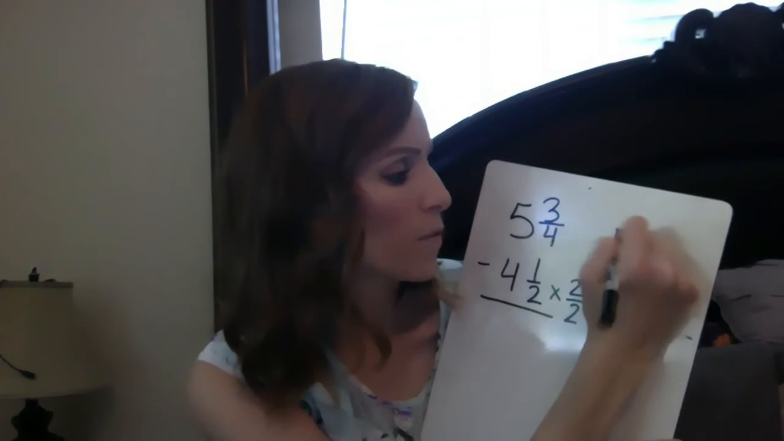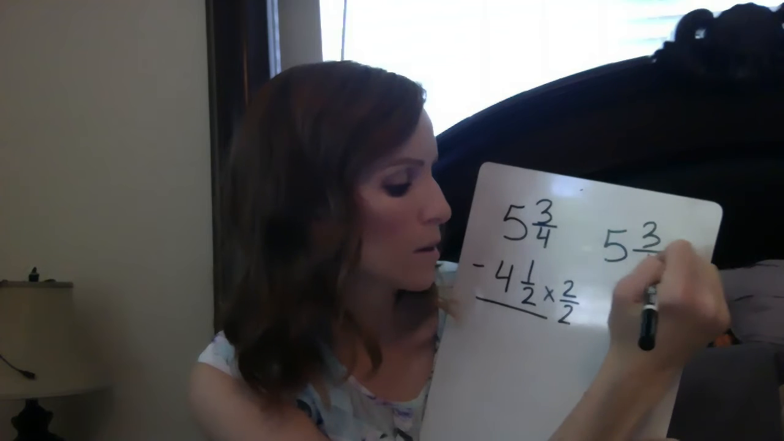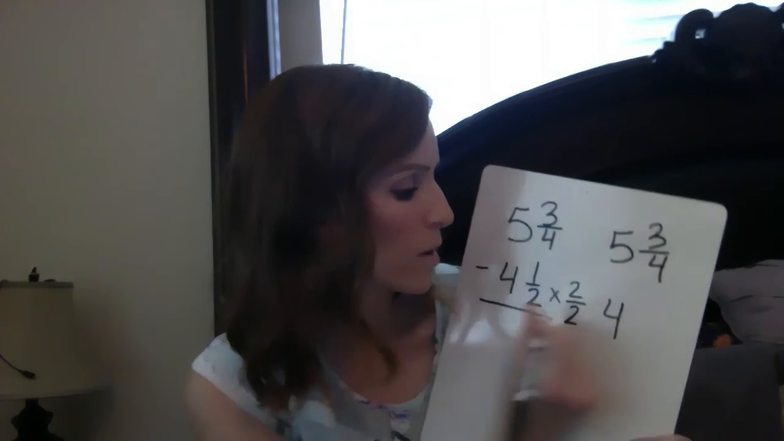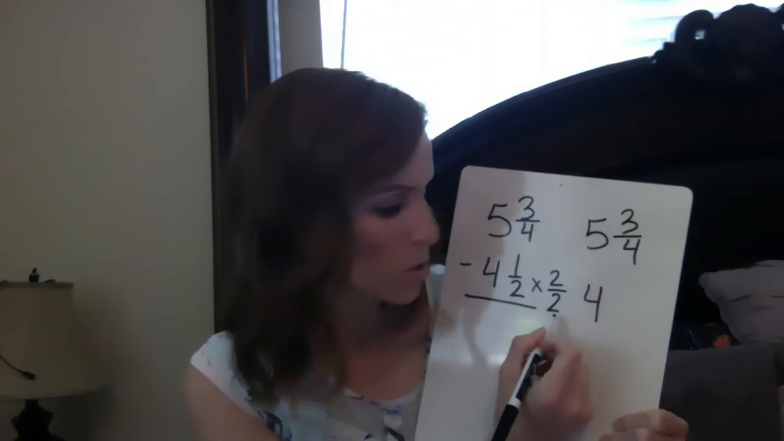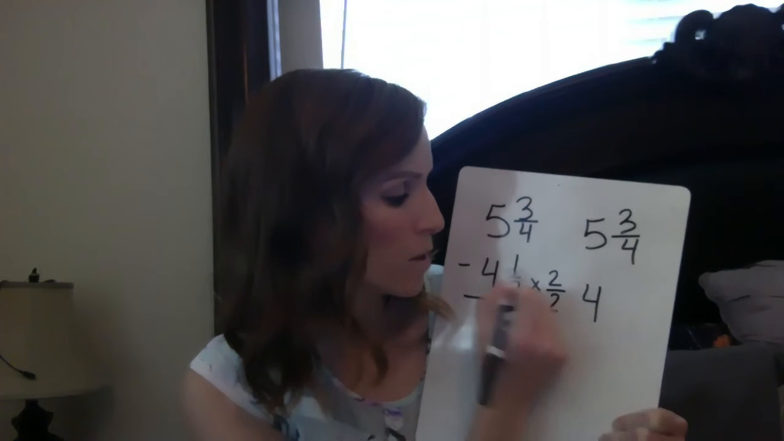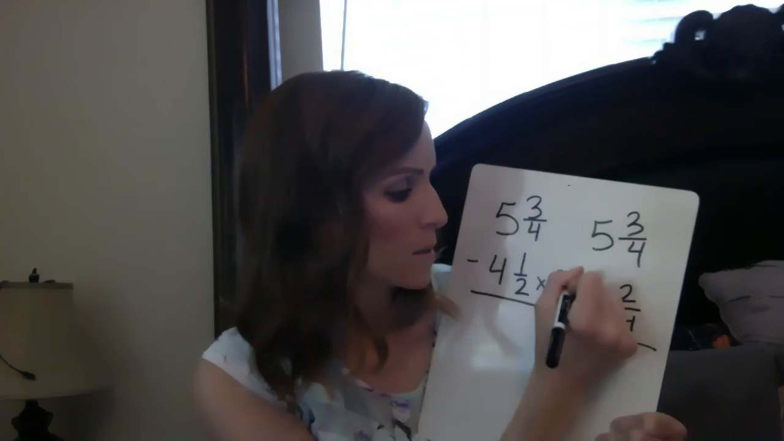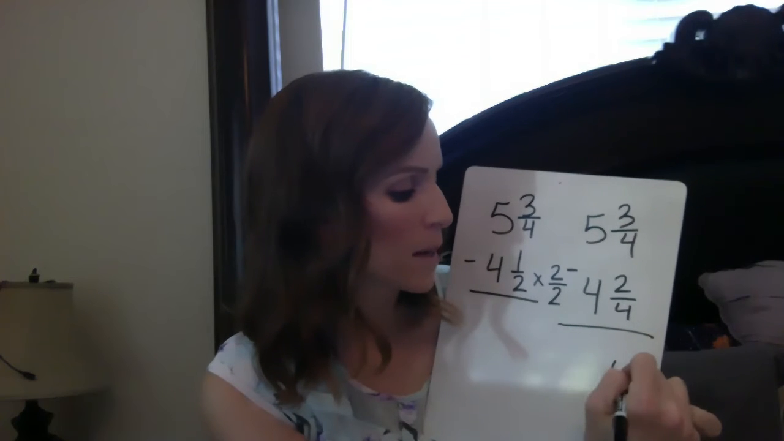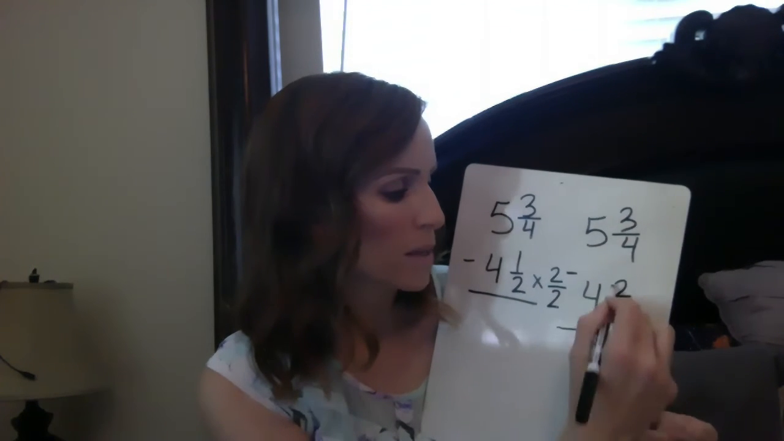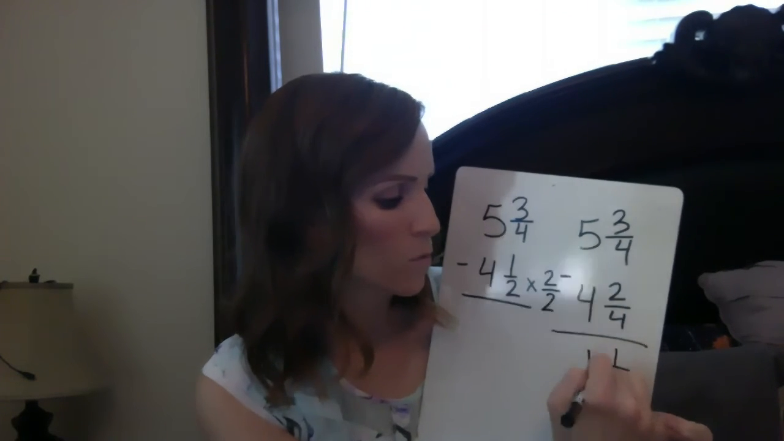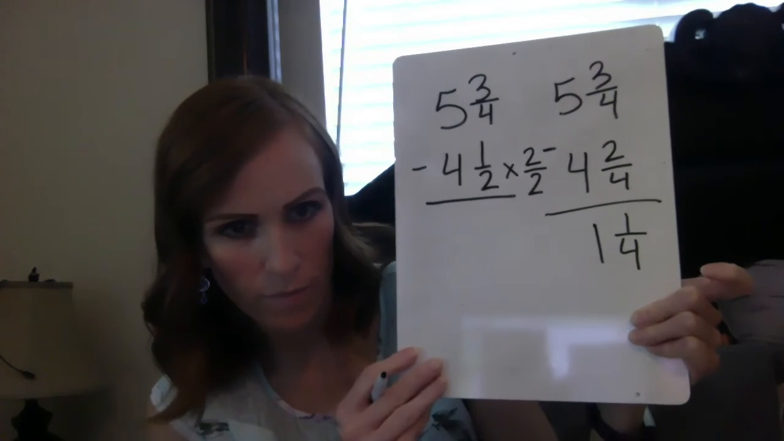So we're going to just bring 5 3/4 straight over, bring my whole number straight over, and then multiply. Whatever I do to my denominator, I have to do to my numerator. 1 times 2 is 2. 2 times 2 is 4. Subtract, I keep my denominators the same. 3 minus 2 is 1. 5 minus 4 is 1. 1 1/4. Okay, just remember why we get them in shape is because the denominators stay the same, and they have to be the same because they don't change in adding or subtracting.